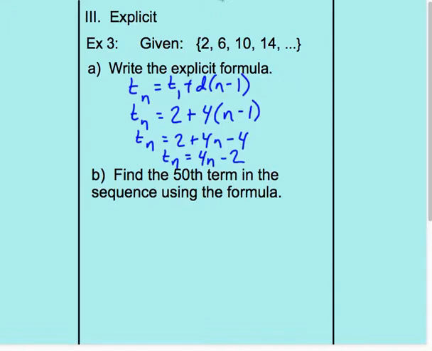So in order to find the 50th term, I just substitute 50 for n, so t sub 50, the 50th term, equals 4 times 50 minus 2. 4 times 50 is 200, minus 2 is 198.